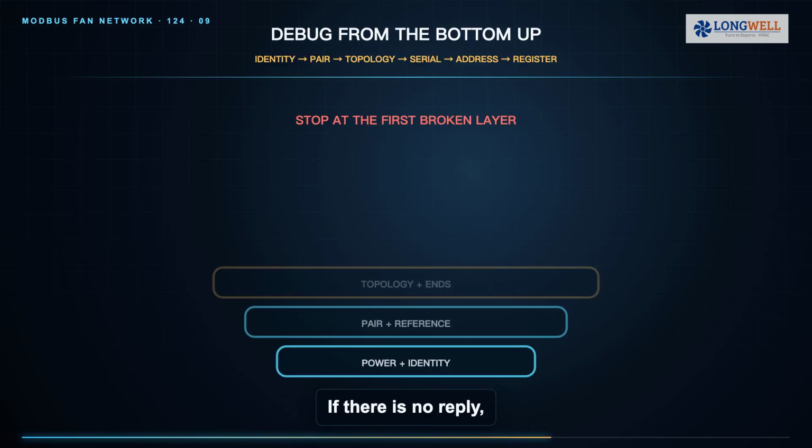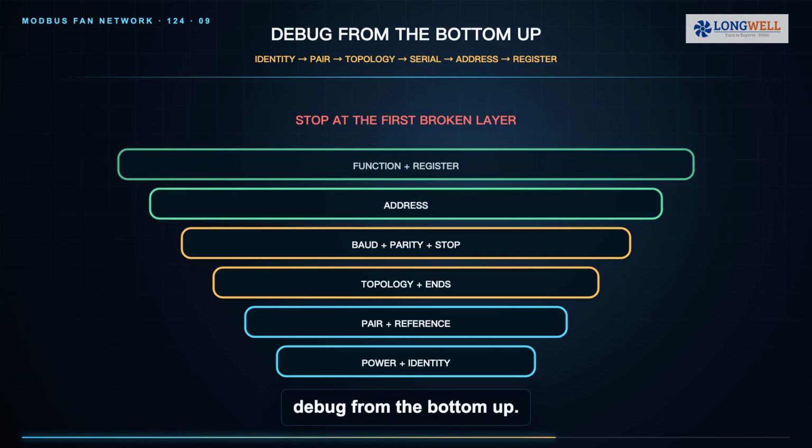If there is no reply, debug from the bottom up. Check power and fan identity, then the differential pair and reference strategy, then termination and topology, then baud, parity and stop bits, then node address, function and register. Watch the controller's timeout and CRC counters. Reversing A and B blindly is not a method, because A, B, plus and minus labels are not consistent across vendors. Follow both exact manuals and verify the pair de-energized.